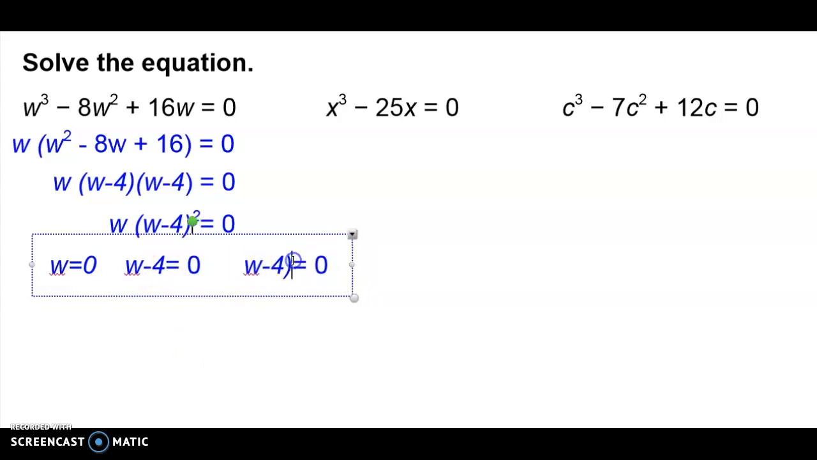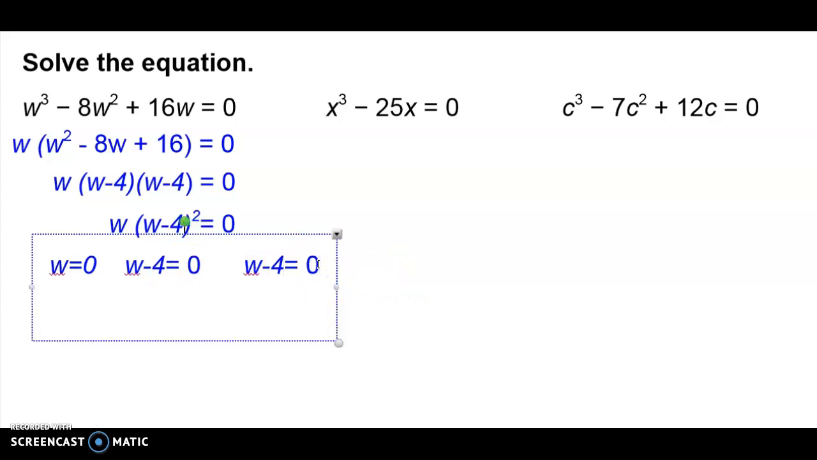Solving for w, we get w is equal to 0 for the first one. Well, for the second one, w is equal to 4. And for the third one, w is also equal to 4. So if a solution is repeated twice, we only write it once. So that means this problem has two possible solutions, namely 0 and 4.